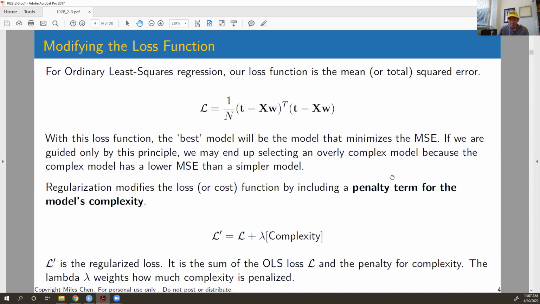The idea is that if we're guided only by mean squared error, we can end up picking an overly complex model, because generally, the more complicated the model, the lower the MSE, the lower the loss function. So we actually change the loss function itself. This is not a measure that we use after the fact, but one we use during the optimization process itself. We are trying to find the W's that will minimize this modified version of the loss function. We call this L prime, the regularized loss.